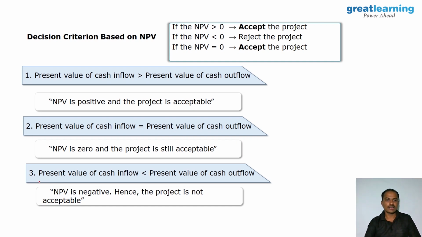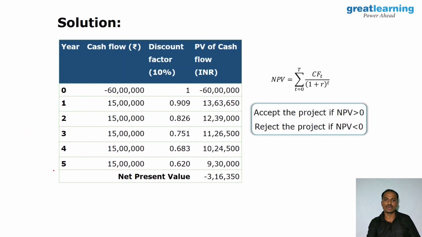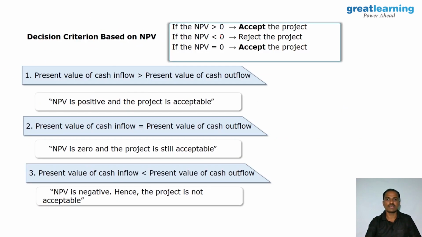The third criteria: the present value of cash inflow is less than the present value of cash outflow, right? If the NPV is less than 0, that means the cash coming in is lesser than the cash going out. Generally NPV is negative and the project is to be rejected, because the cash outflow is more than the cash inflow. The discounted value of cash outflow is more than the value of discounted cash inflow.